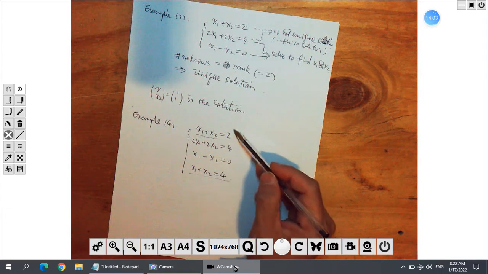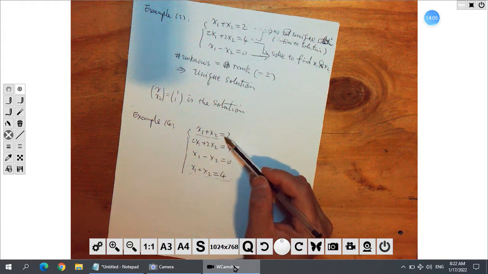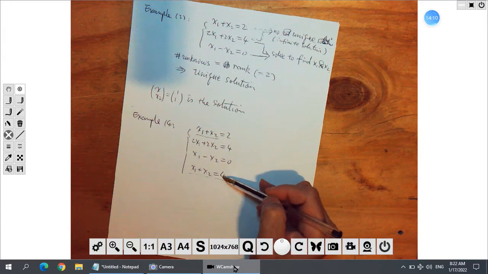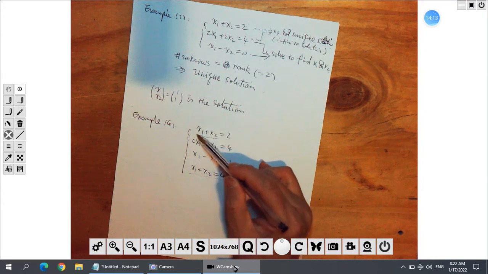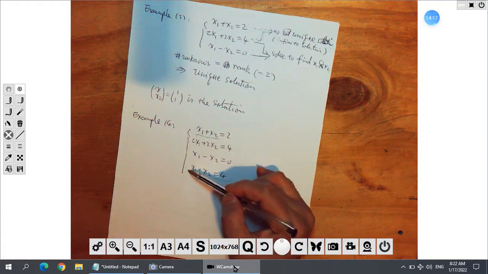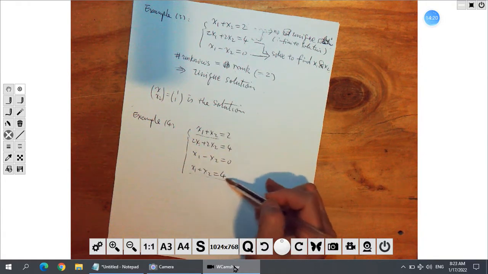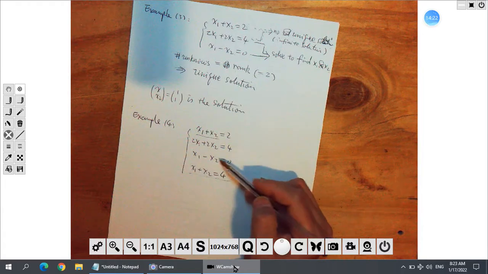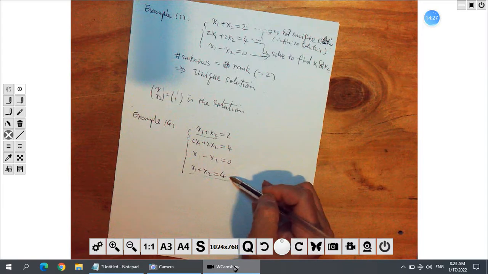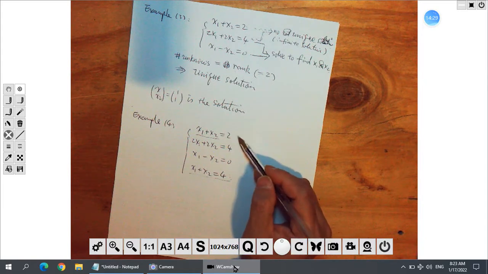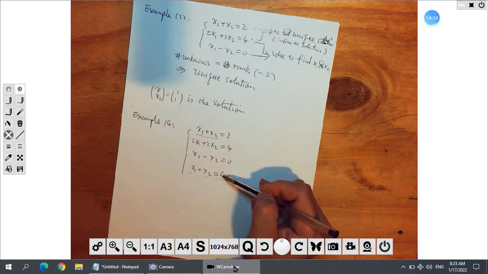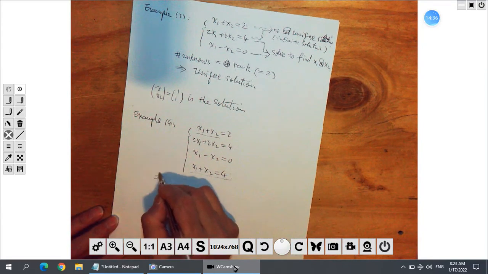If x1 plus x2 is 2, then the summation cannot be 4, right? 2 is not 4. So when x1 and x2 satisfy the first equation, then these numbers will not satisfy the fourth. And if 2 numbers, x1 and x2, satisfy the fourth equation, then those numbers cannot satisfy the first equation. These 2 cannot happen at the same time. So this is the case of no solution.